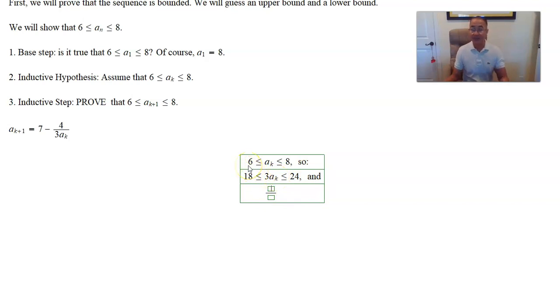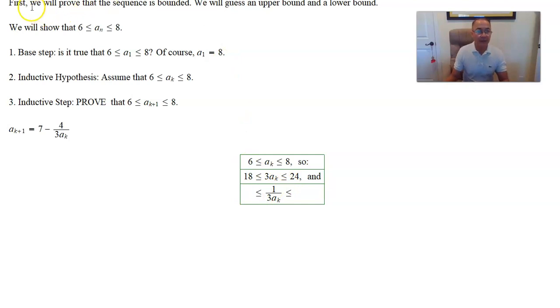If you had negative 6 there, all bets are off because you might be dividing by 0, all right? So when your number is between 18 and 24, you know that number is positive, so we can take its reciprocal with impunity, okay? But now that reciprocal is between the reciprocal of 18 and the reciprocal of 24, but the reciprocal of 24 is now the smaller number.